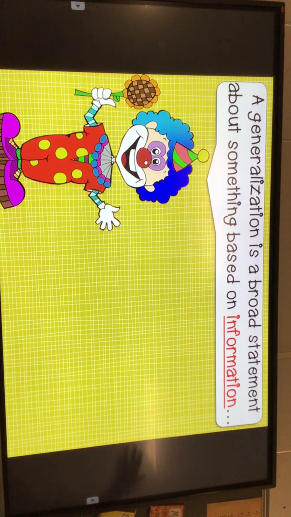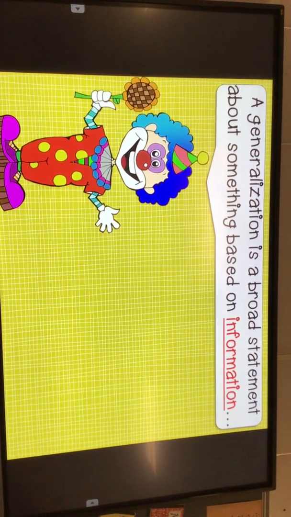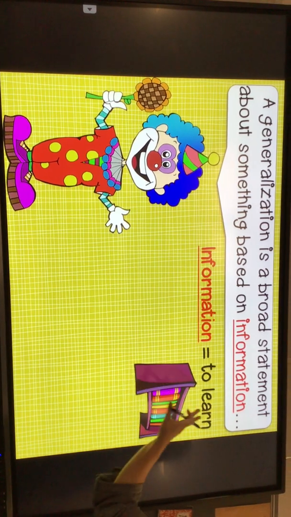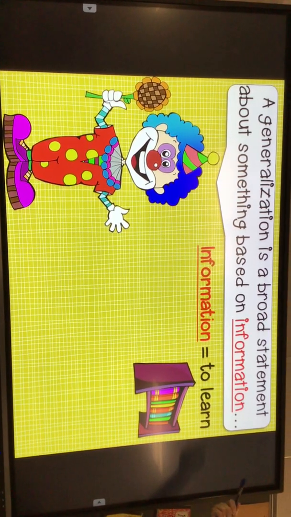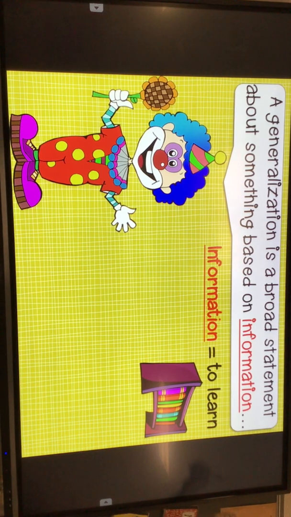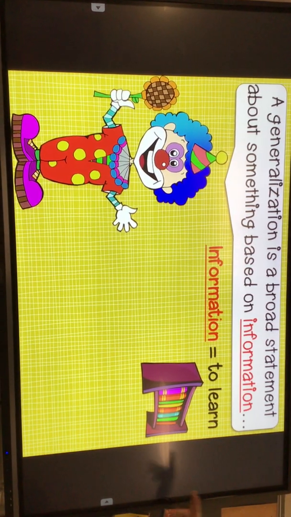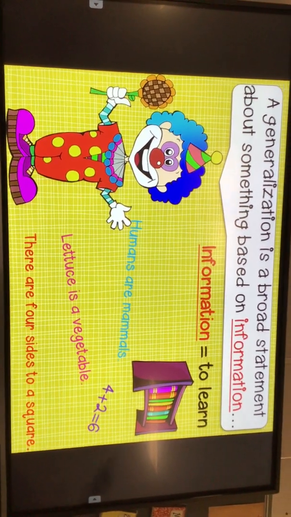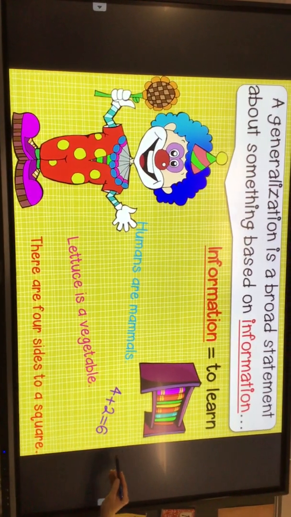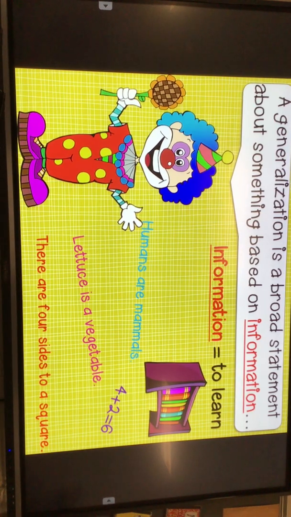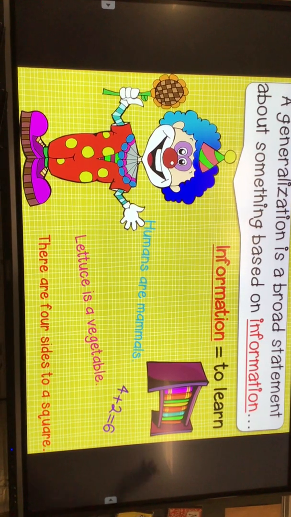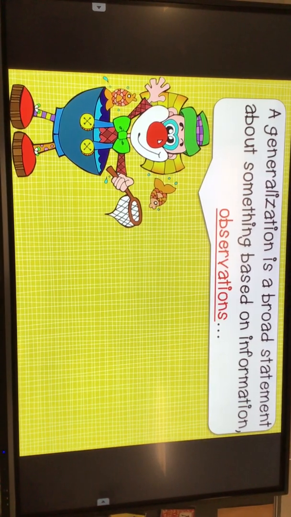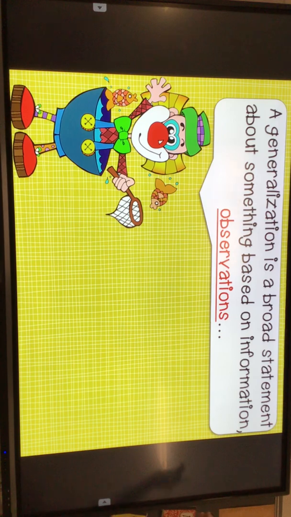A generalization is a broad statement about something based on information. So, we're going to look. Information means to learn something. So, humans are mammals. Lettuce is a vegetable. 4 plus 2 equals 6. There are 4 sides to a square.